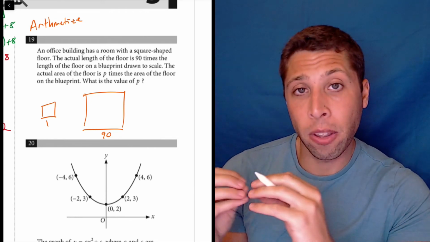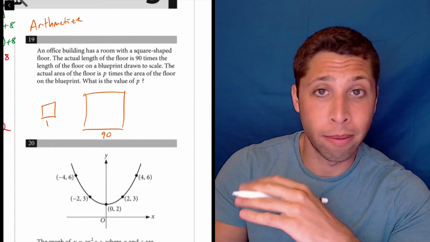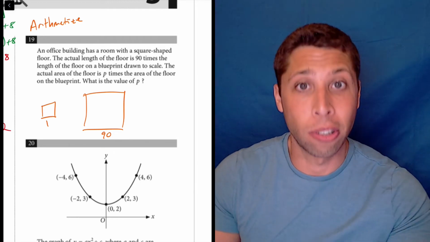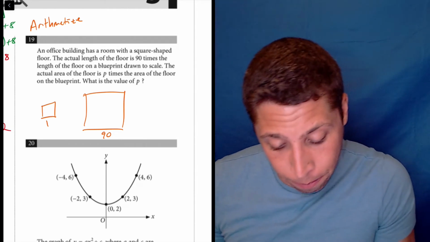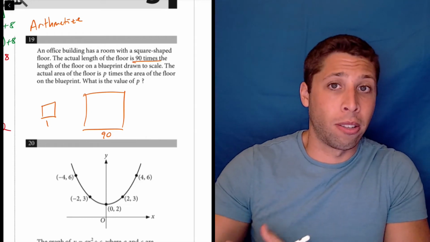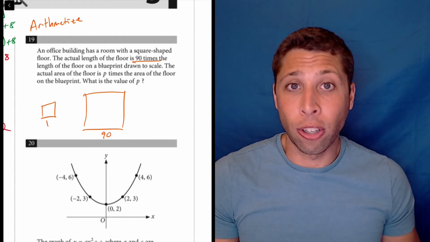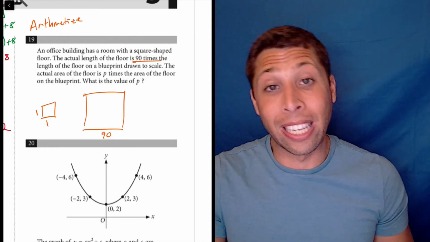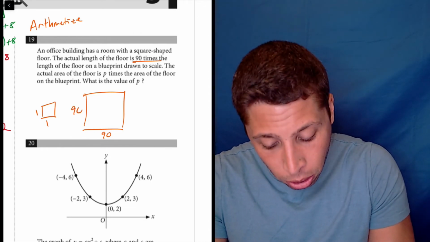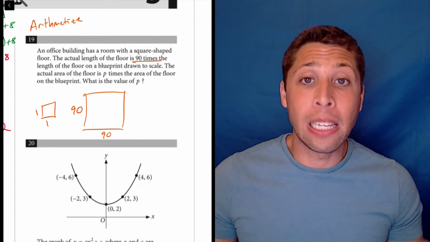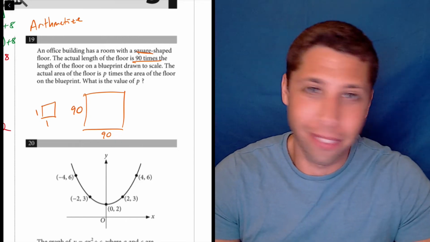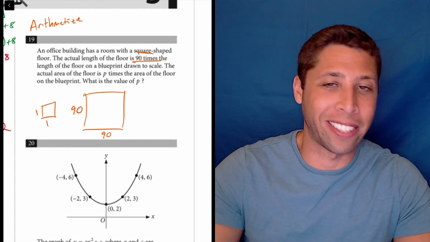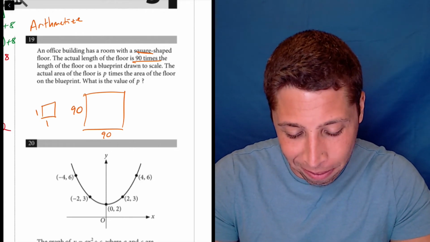So if the length of the blueprint is, let's say, 1 inch, then the floor is going to be 90 inches, 90 times that. That's what it's saying here. But all of the dimensions would be multiplied by 90, not just the length. So the width, which we can also say is 1, is also going to be 90 times bigger. So it's a 90 by 90 floor. Oh, and it says it's square shaped. Even if it's a rectangle, it still works the same way.